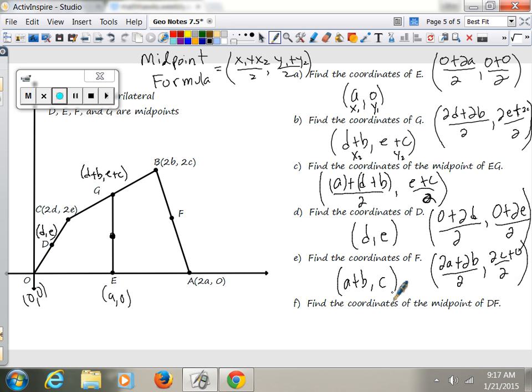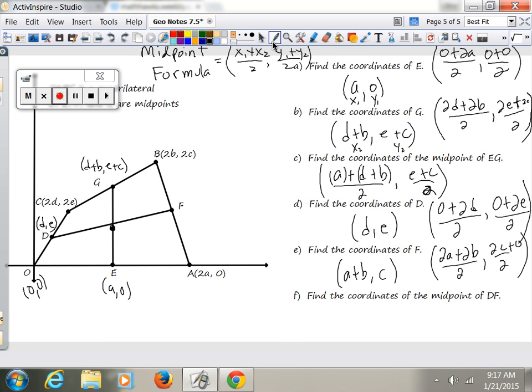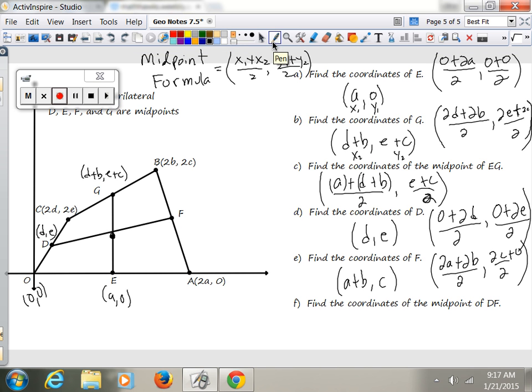Now, the midpoint of DF would be what you would get when you combine these two together. You want that midpoint. You're going to add the A plus B plus the D. That's your x part. And then E plus C is your y part. And divided by 2 for both of those. X plus x over 2, y plus y over 2.